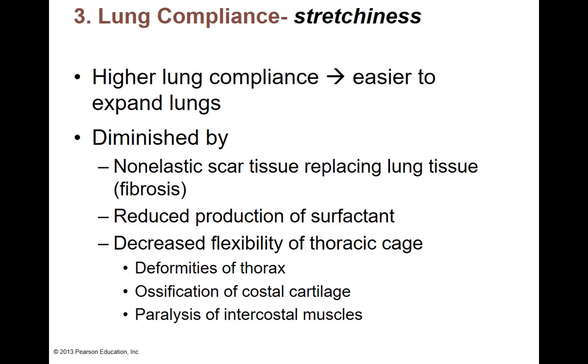And if there's a decreased flexibility of your thoracic cage, if there's some type of damage, some type of deformity to your thorax, you've got something broken or misshapen, you can't lift those lungs up. Occasionally your costal cartilages, all the cartilage around your rib cage, start to harden. Again, you can't lift it up, you can't stretch your lungs out. Or if your intercostal muscles somehow become paralyzed, rare things, but it will decrease that flexibility of your thoracic cage. You can't stretch your lungs up.